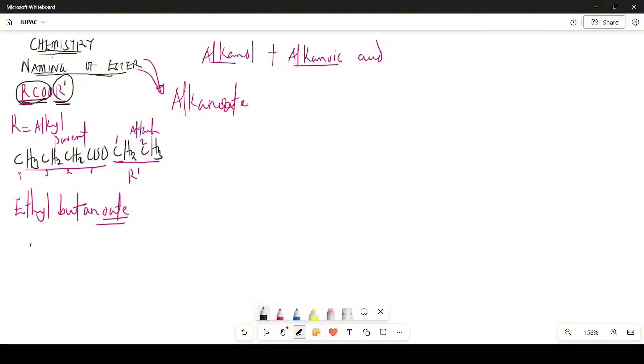Suppose we have an example like this. What's going to be the name? Remember, anything after your COO, everything after it, what are you going to call it? It is your alkyl, your R prime, and this is your what? Your parent chain. So if I want to name now, what is this alkyl? The alkyl has how many carbons? 1, 2, 3. There are 3 carbons here. So you call it what? Propyl. After that, before you name your parent chain, you leave a space.